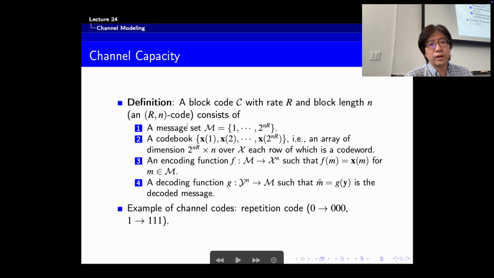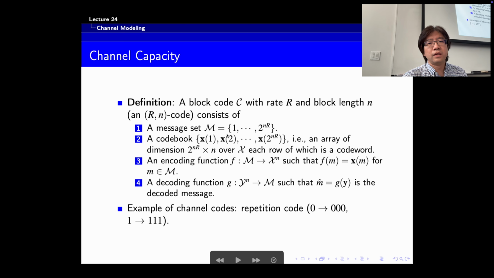For this code, we have a message set, and the indices of the messages go from 1 to 2^(nR), where R is the rate of the channel code. So we have a 2^(nR) code here, and each codeword is a block of n symbols. We can consider that as a big matrix with 2^(nR) rows and n columns, where every row is a channel codeword.